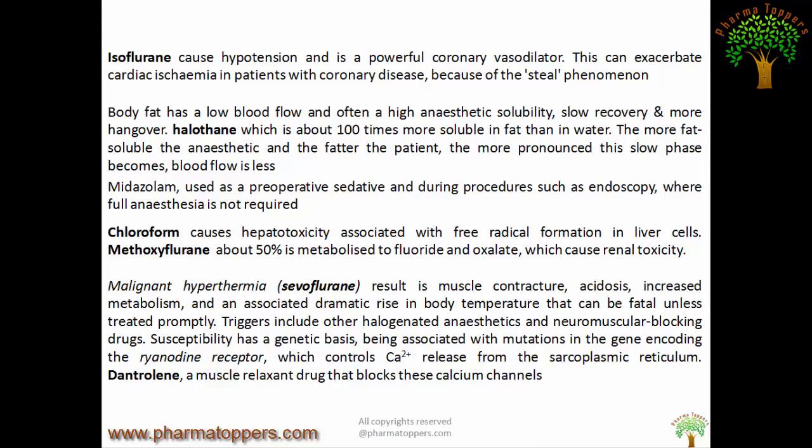Chloroform is found to cause hepatotoxicity, which is associated with free radical formation in the liver cells, and methoxyflurane is about 50% metabolized to fluoride and oxalate, thus causing renal toxicity.